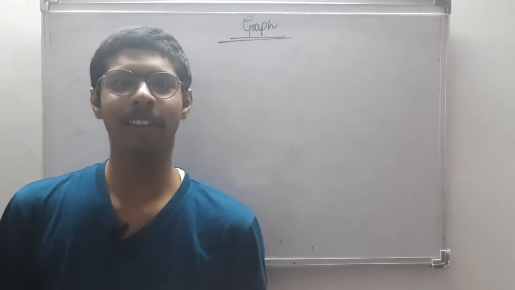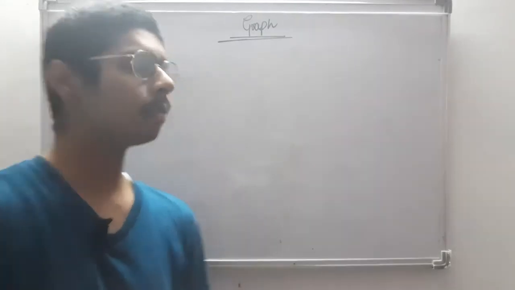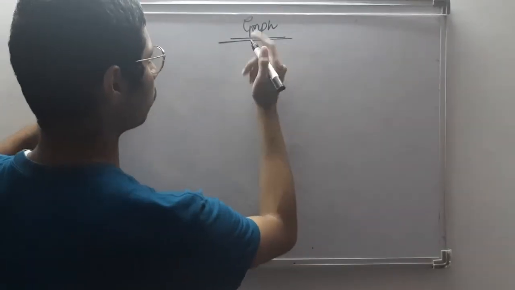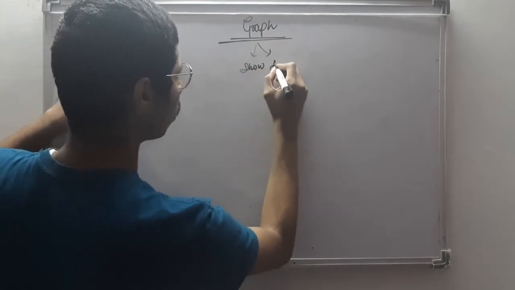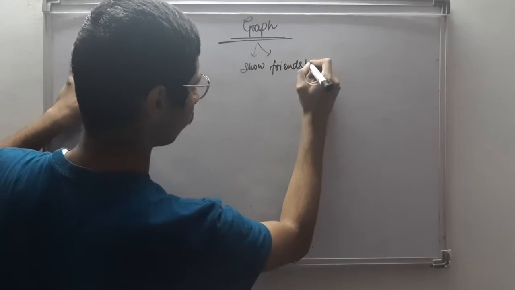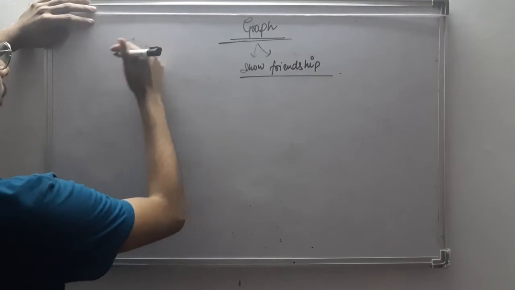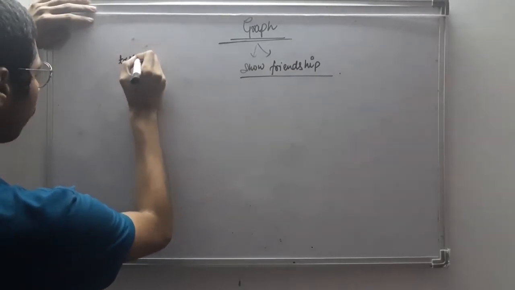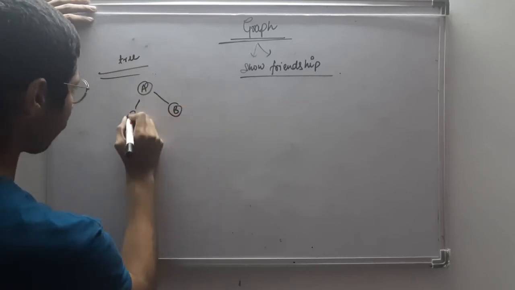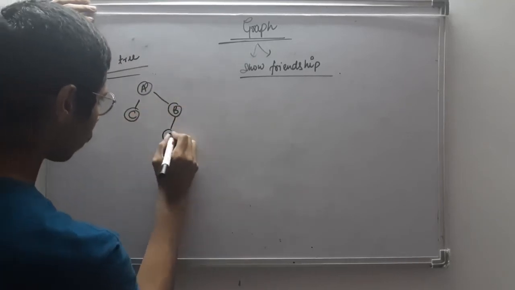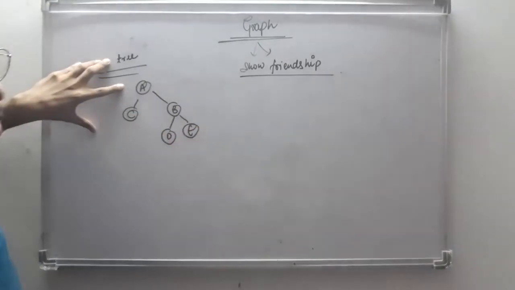Hi guys. So today in this video lecture we are going to introduce the graph. Okay. So graph shows friendship. Like for an example, if there is a tree, how is it a tree? The tree shows the parental data structure, parent and child relationship.